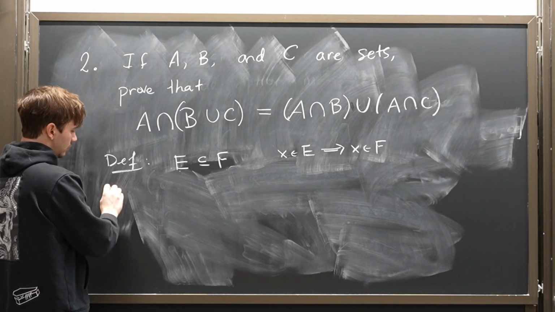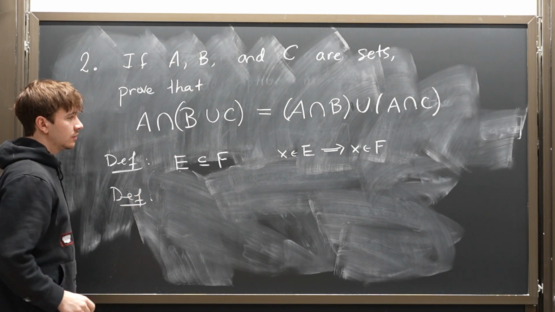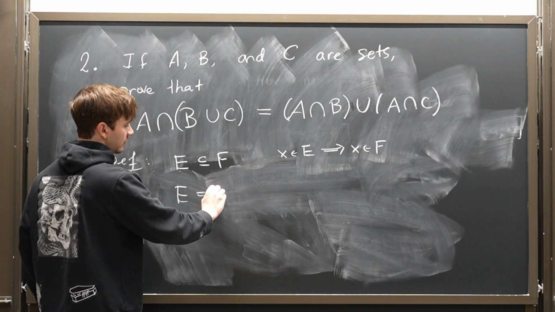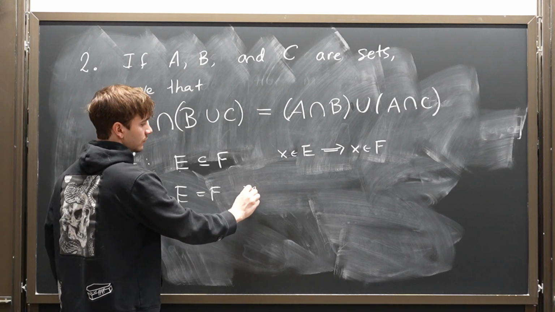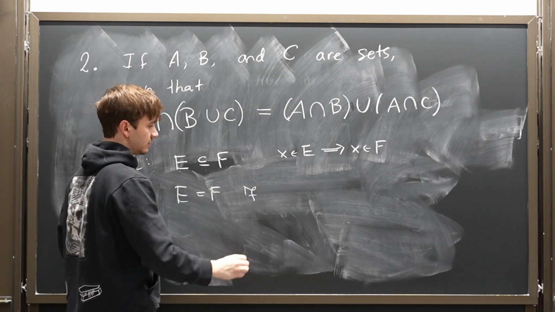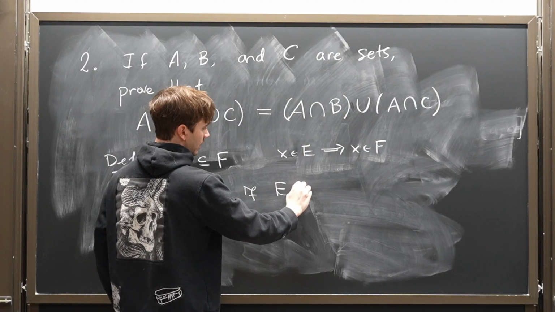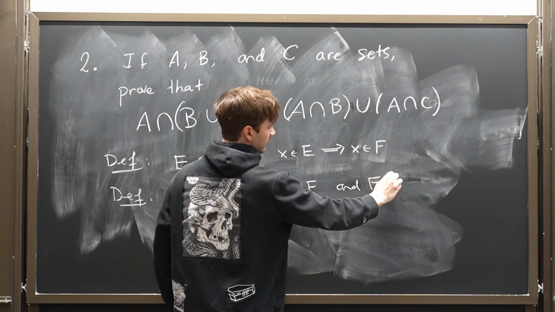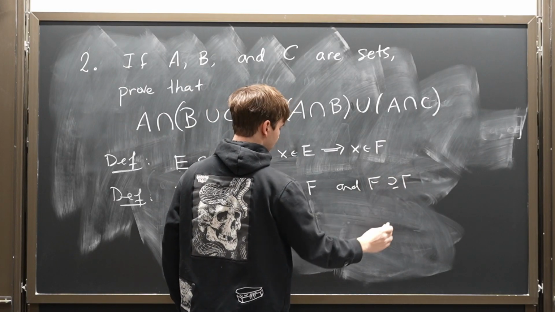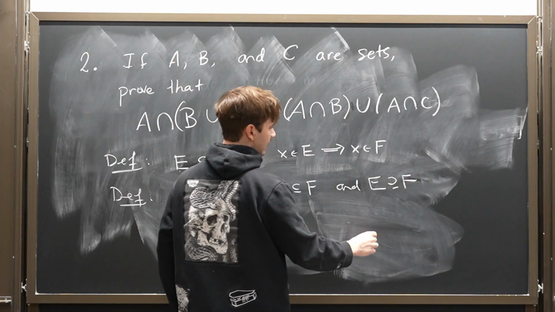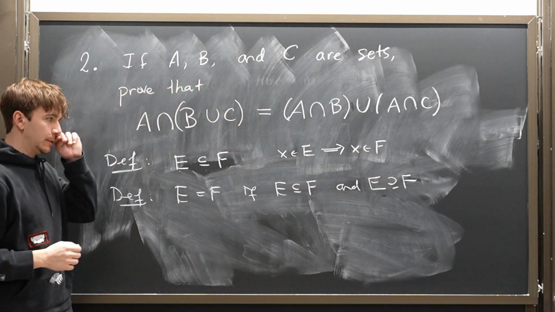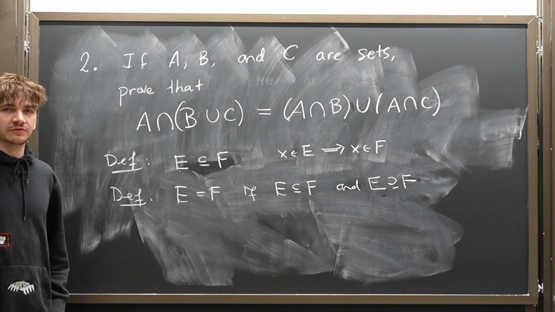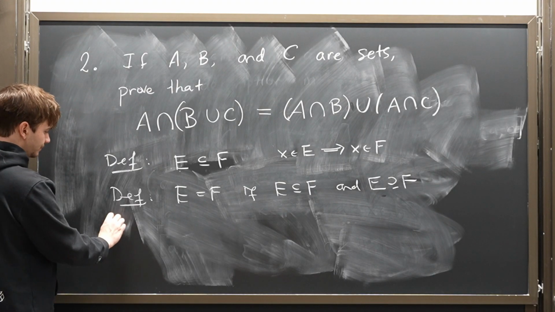And then, second definition, we will say that two sets are equal, E is equal to F, if we have both sides of this set theoretic conclusion, i.e. if E is contained in F and F is contained in E. All right. And then finally, we need the definition of the intersection and the union.